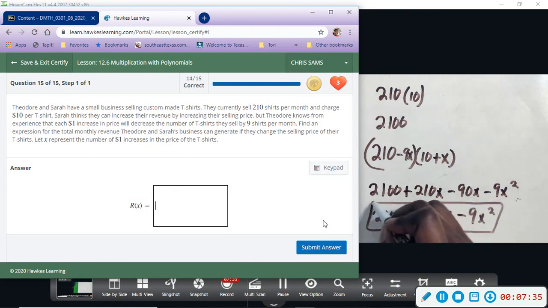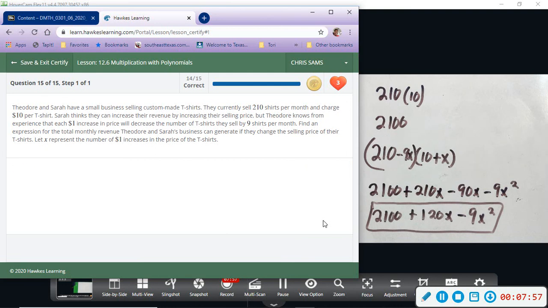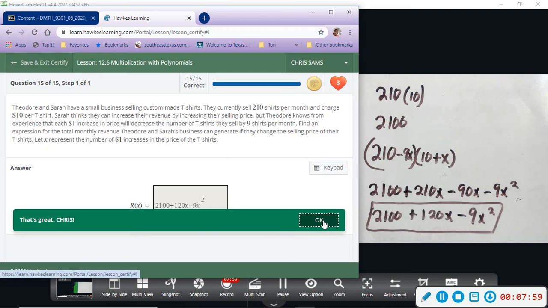Okay. So this is the expression that we need that will represent the revenue based on increasing the shirt cost. 120X minus 9X squared. Okay, I wrote, yeah, that's plus. Okay. Looked like a minus, but it's a plus. All right.